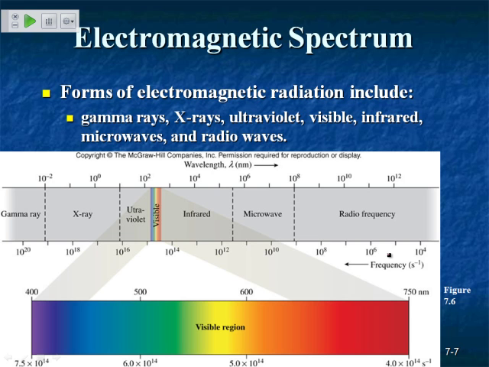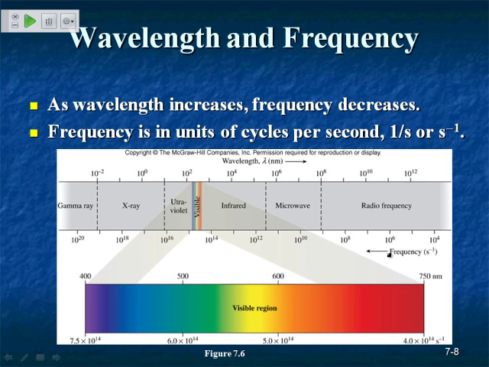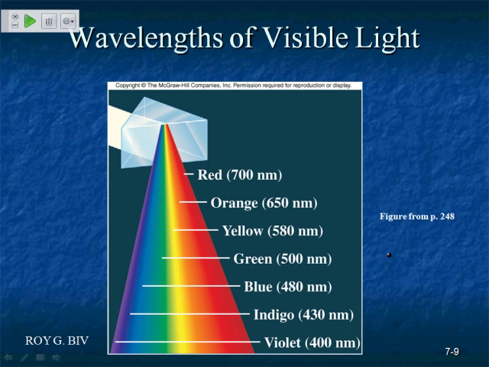So here remember that frequency and wavelength are inversely proportional to each other. That's what it says: as wavelength increases, frequency decreases, and note that frequency is given in units of cycles per second, or 1/second, or second to the power minus 1. Even though your book has a couple of examples on calculations based on wavelength and frequency, I'm not going to focus on that. We are not going to do any calculations on that.